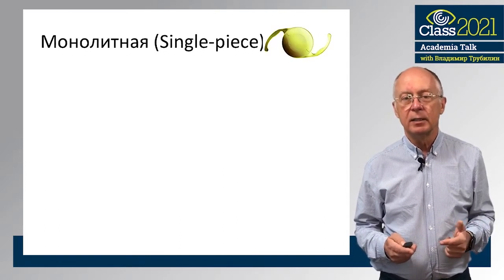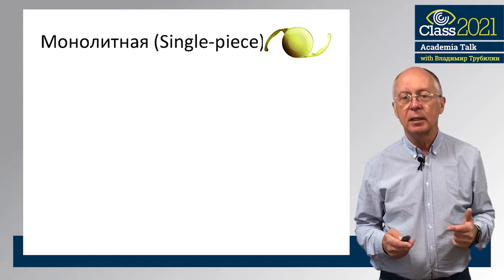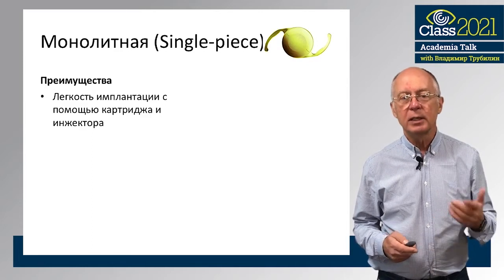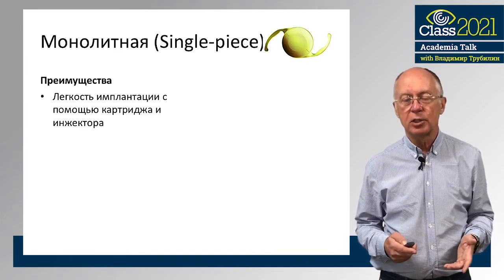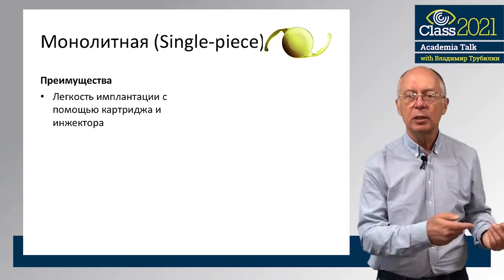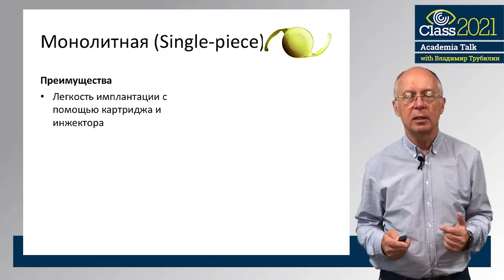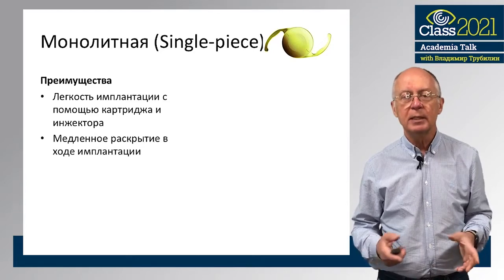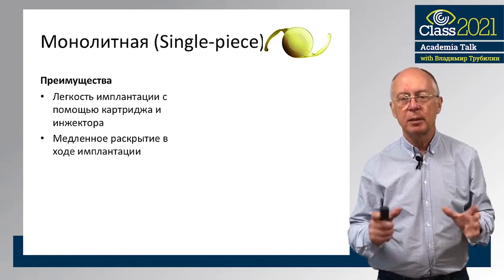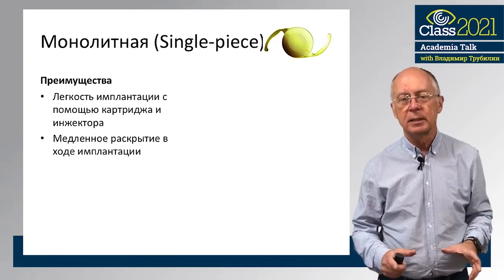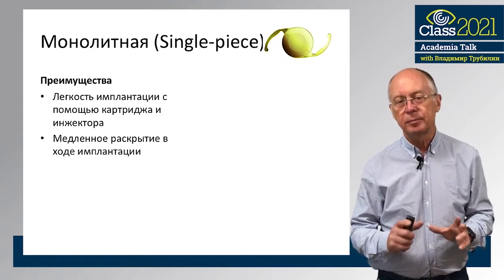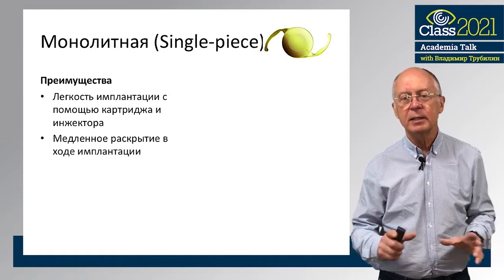The single-piece lenses are very popular at the moment, and I'm a strong advocate. Their advantage is the ease of implantation using cartridges and injectors. You can use both surgical forceps procedure and a cartridge injector. The lens unfolds slowly during the course of implantation, which is why if there were any issues with the capsule sac or pupil, as the lens unfolds slowly, it does not damage the intraocular tissues.